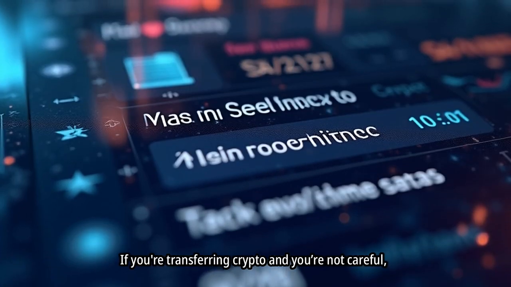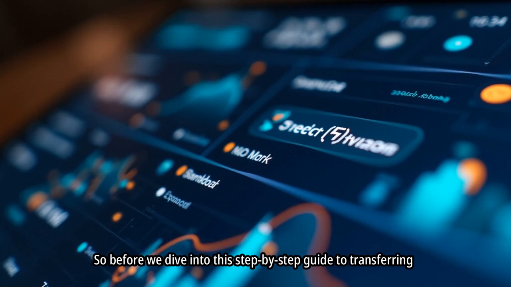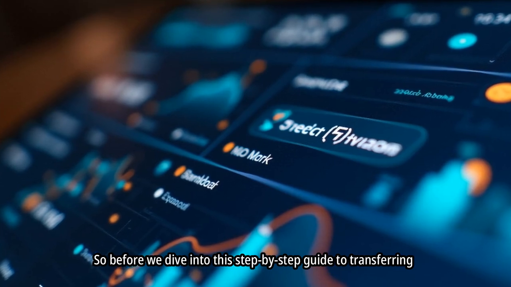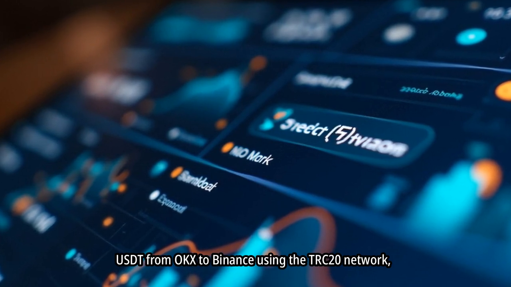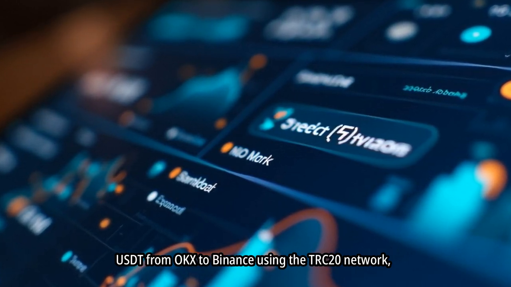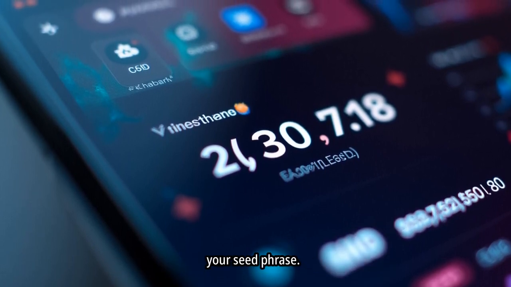If you're transferring crypto and you're not careful, one wrong move can cost you everything. So before we dive into this step-by-step guide to transferring USDT from OKX to Binance using the TRC20 network, let's start with the most important rule. Never share your seed phrase.